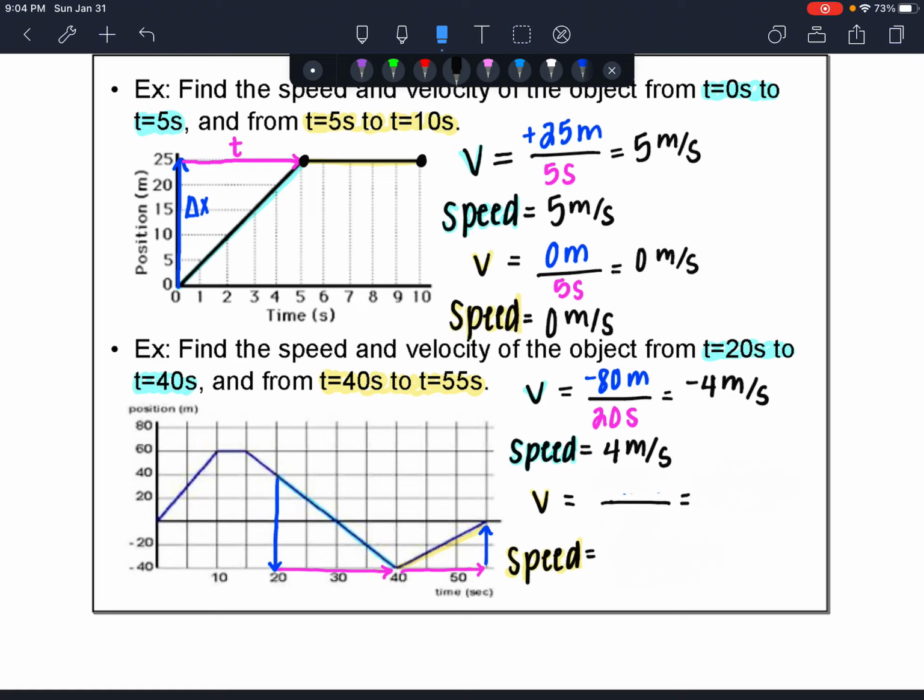Now to figure out what my average velocity and speed are from 40 to 55 seconds. My rise is positive 40 meters because it's up 40. My run is 25 seconds. When I simplify this, I get an average velocity of positive 1.6 meters per second. And my average speed is going to have the same magnitude, so it will also be 1.6 meters per second.